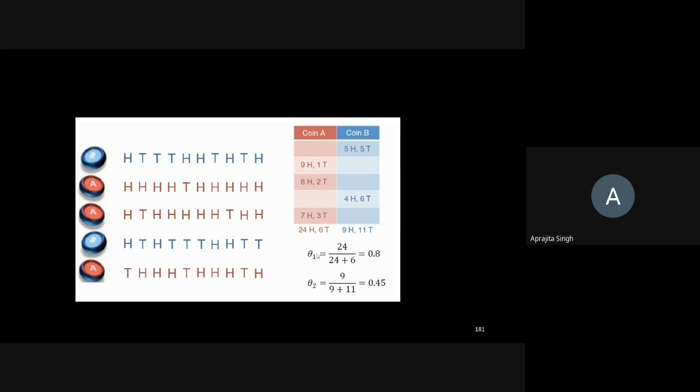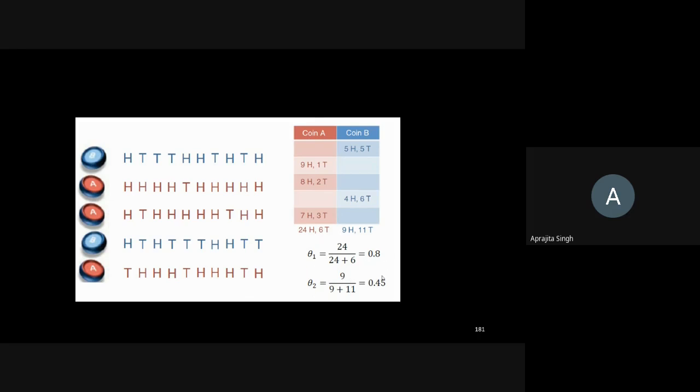So what is theta 1? The probability that coin A is going to land heads. How will you find it? 24 times head came, and the total number of times is 24 + 6. So this is how you get the probability of coin A landing heads. Agreed everyone?